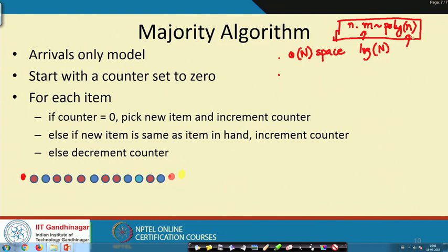So, coming back to the problem: can I give an algorithm that uses log n space, and that has the following guarantee, that if there is a majority item, you will have it in hand, will identify it?